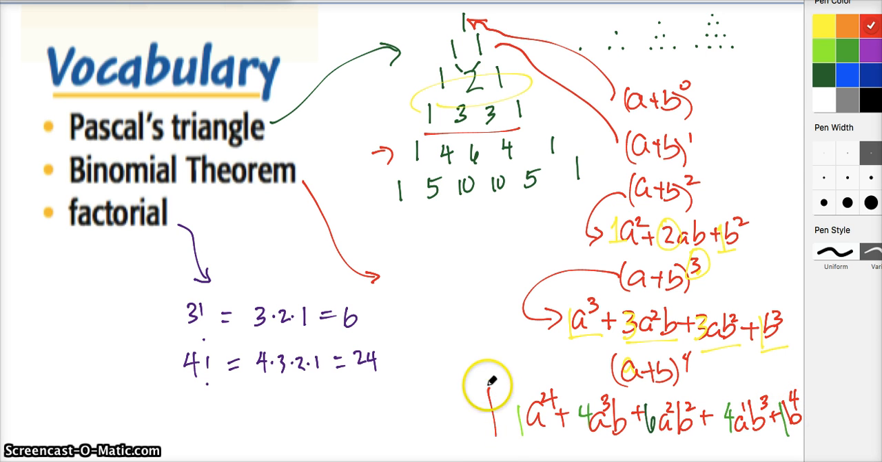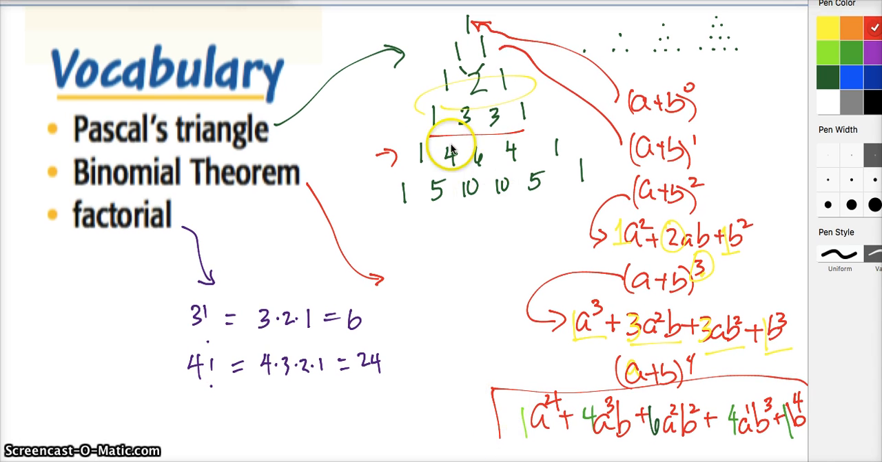Okay, so this is what we're using to figure out how to expand. Now this is cute, it's good, it's helpful, but it's not always cooperative. And so what the binomial expansion theorem is going to do is give us a way to do it without using Pascal's triangle. And we'll get into that in our lesson.